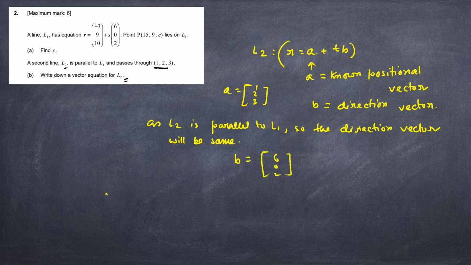So now we can construct the equation for L2, that is a plus tb. So it is nothing but (1, 2, 3), the known position, plus t times the direction vector, that is (6, 0, 2). So this is the equation of L2.